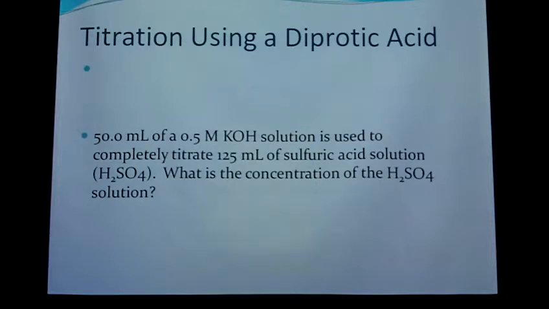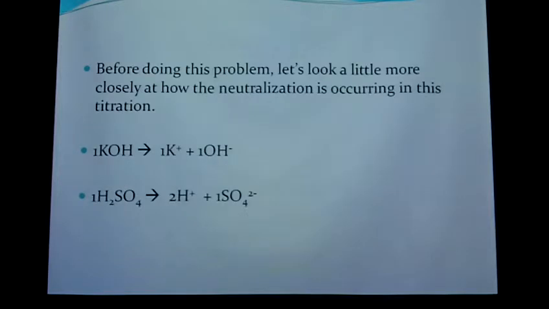titration like the one we did before, but there's a catch in this one, and that is that sulfuric acid is what we call a diprotic acid. What does that mean? So let's look a little bit more closely at how the neutralization is occurring in this titration. First of all, we had the potassium hydroxide. Nothing special about that. It dissociates just like sodium hydroxide. 1 mole of potassium hydroxide will dissociate into 1 mole of potassium ions and 1 mole of hydroxide ions. But 1 mole of sulfuric acid, or H2SO4, will completely dissociate into, because it's a strong acid, 2 moles of hydrogen ions, 2 moles of hydrogen ions, and 1 mole of sulfate ions.